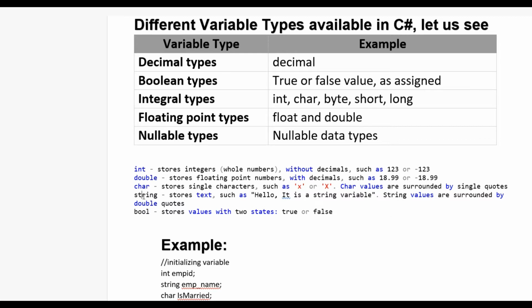Next one is string. It stores text such as hello. It is a string variable. String values are surrounded by double quotes. And bool stores values with two states, like true or false. Now you can see how we can initialize a value and declare a variable.